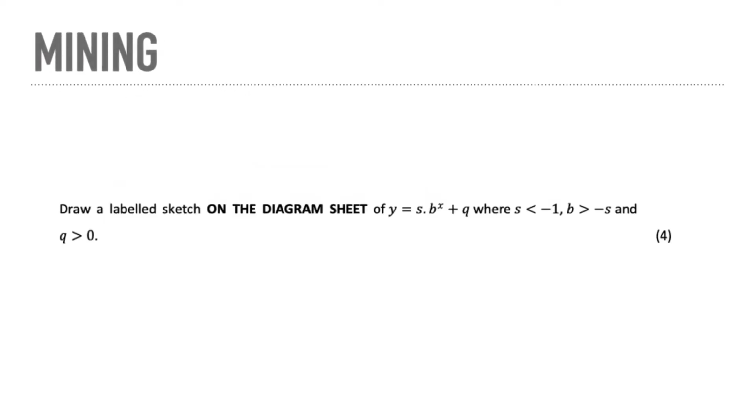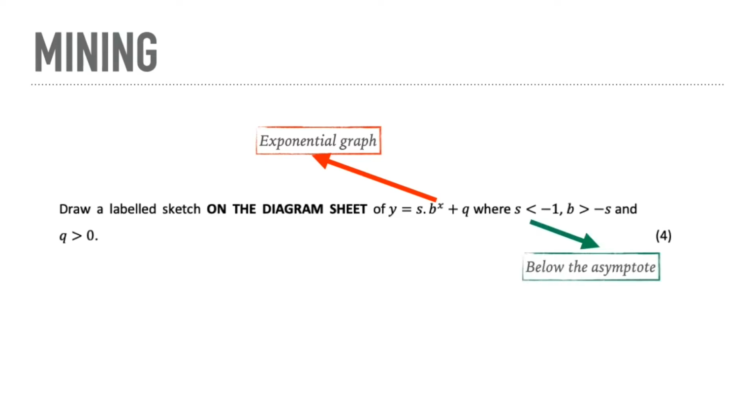This example reads, draw a labeled sketch of y equal to s times b to the x plus q, where s is smaller than -1, b is greater than -s, and q is larger than 0. Let's just quickly pause for a moment. Let's dig in, guys. What type of graph is this? It's an exponential graph because of the power of x. s smaller than -1. Ooh, what does that mean again? Well, it means that the graph lies below your asymptote.